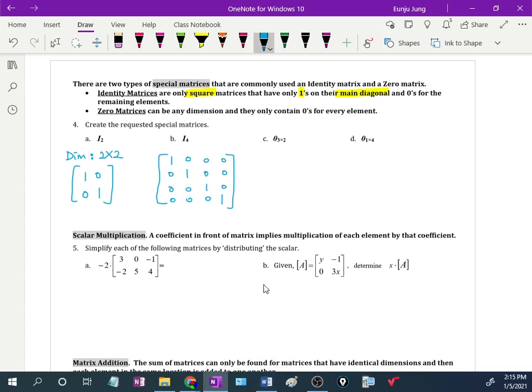The other special matrix is zero matrix. Zero matrix can be any dimension. So let's say it is written 3 by 2. So let's go by 3 by 2. 3 rows, right? 3 rows. 0, 0, 0, 3 rows. And 2 columns. So 2 columns. What is the element? All zeros, right? So that's called the zero matrix.